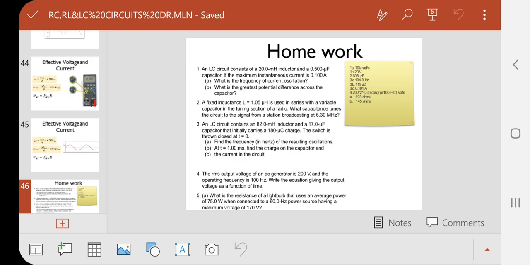A good example: an LC circuit consists of a 20 millihenries inductor and a 0.5 microfarad capacitor. If the maximum instantaneous current is 0.1 amp, what is the frequency of the current oscillations? So f is equal to 1 by 2 pi root LC directly. What is the greatest potential difference across the capacitor? So you need to find the voltage also. What is the greatest voltage across the capacitor? You need to find these two values, VC and f, and similar problems are there. You may do them yourself at home.